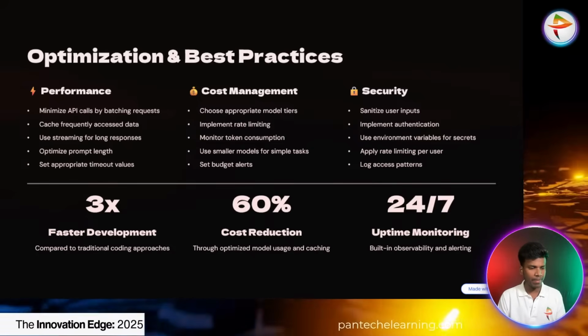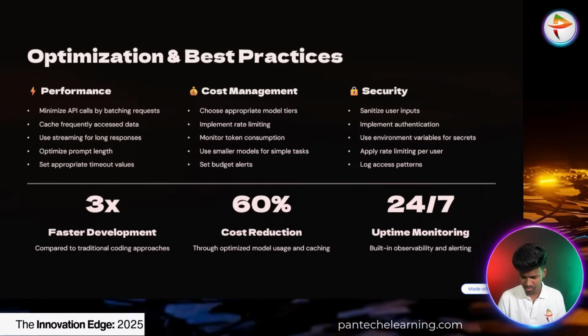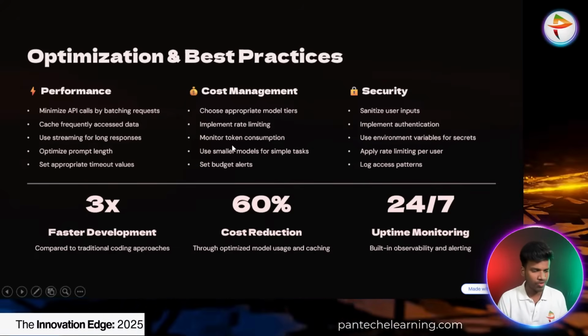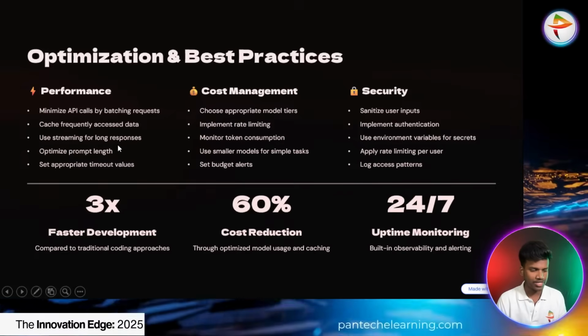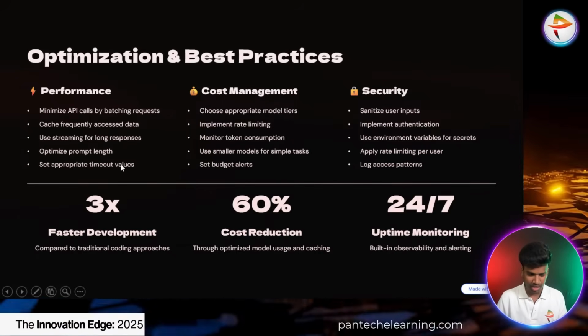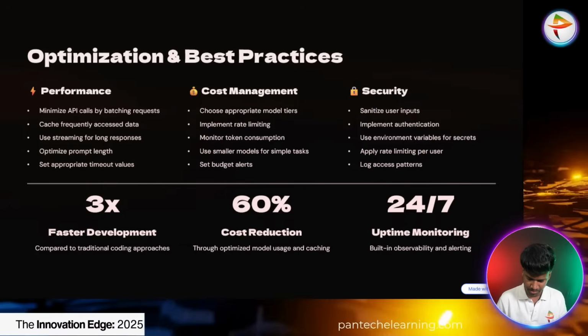So optimization and best practice. Based on the plan package, how it works. For performance: minimize API calls by batching requests, cache frequently accessed data, use streaming for long responses, optimize prompt length, and set appropriate timeout values. Everything is there.